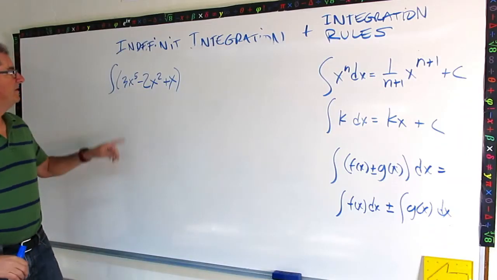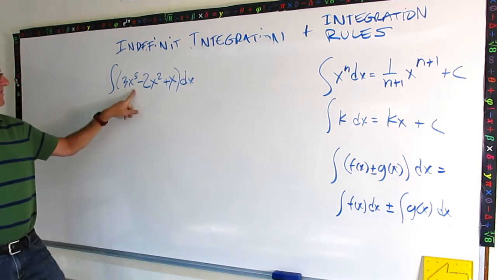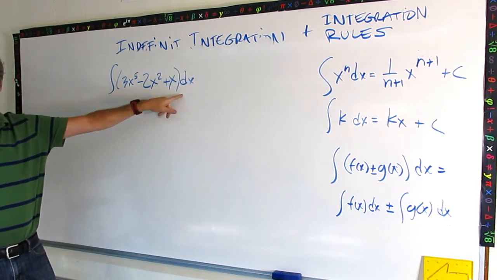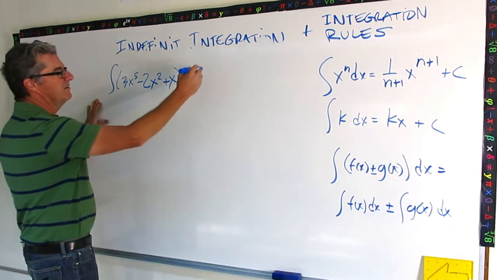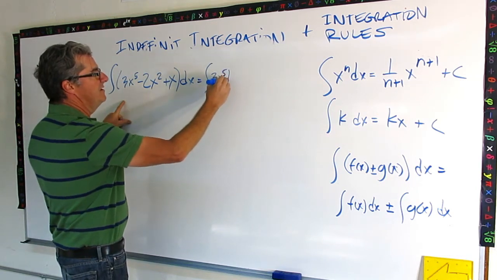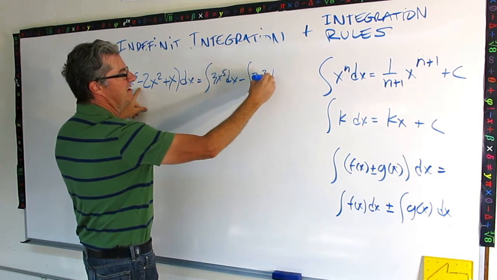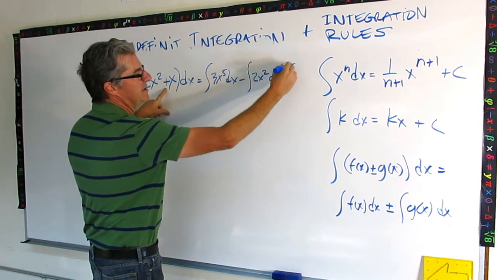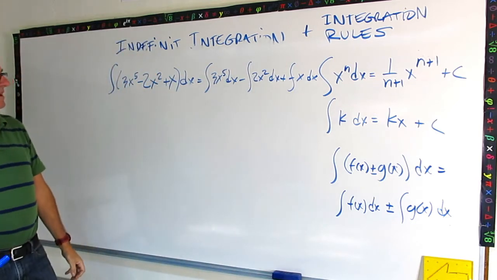Okay, let's do another one. Here it is. Put my dx out there. Integral of 3x to the 5th minus 2x squared plus x dx. So let's break that up. We're going to use this rule here to break it up into 3 integrals. This will be the integral of 3x to the 5th dx minus the integral of 2x squared dx plus the integral of x dx. Kind of running out of room there a little bit.